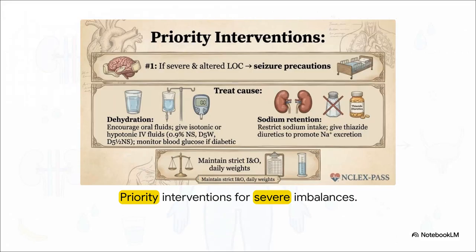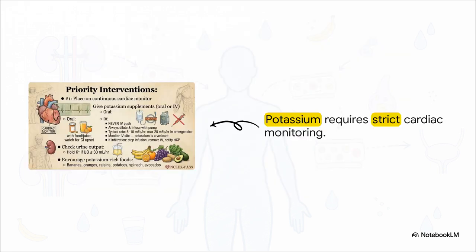Because sodium so closely dictates brain cell volume, the core principle for intervention is crystal clear. If you have a severe sodium imbalance and the patient has an altered level of consciousness, your number one priority is always placing them on strict seizure precautions. You absolutely have to protect the brain from those massive fluid shifts while you work to correct the underlying sodium level.